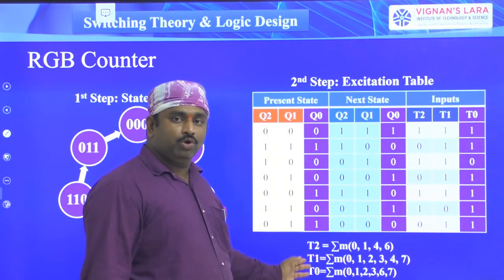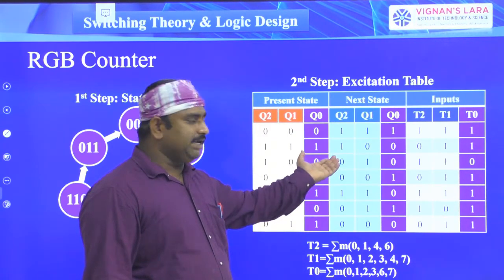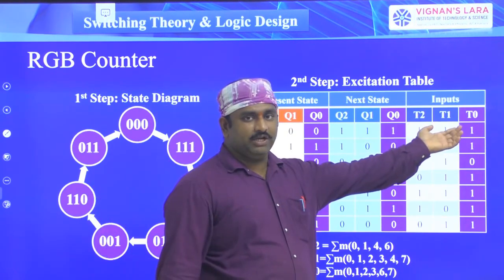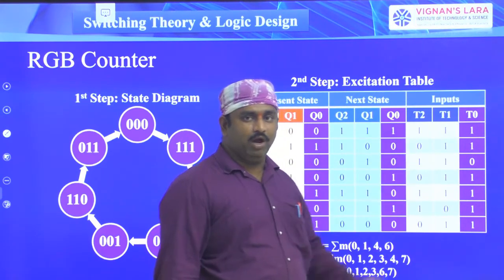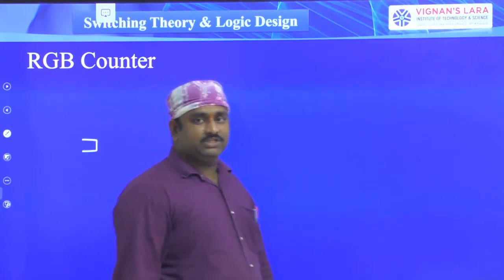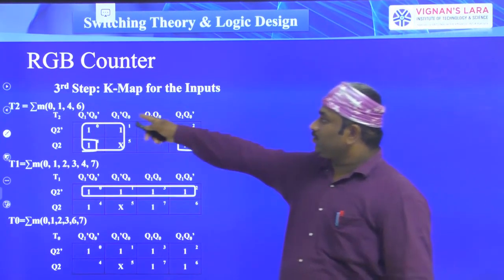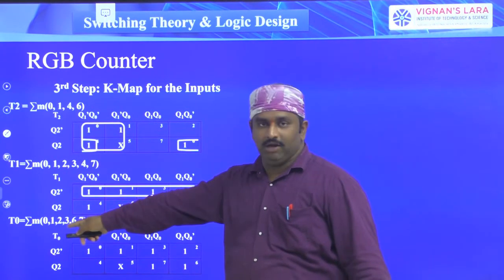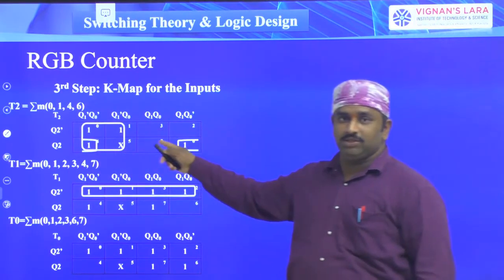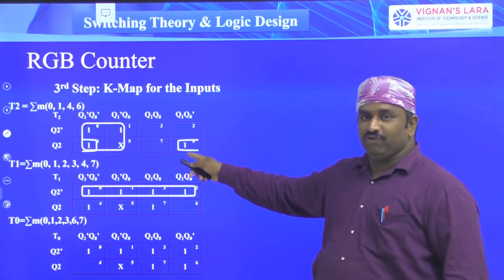So we got a total of 3 Boolean functions from the excitation table. From this excitation table, you have to identify T2, T1, T0 outputs. Next step, you have to minimize these functionalities. So third step, take the T2, T1, T0 expressions. For these 3 expressions, form the K-map and simplify these equations.